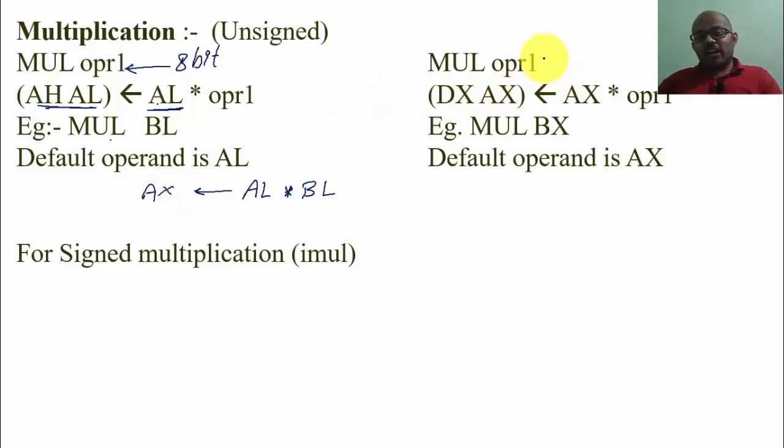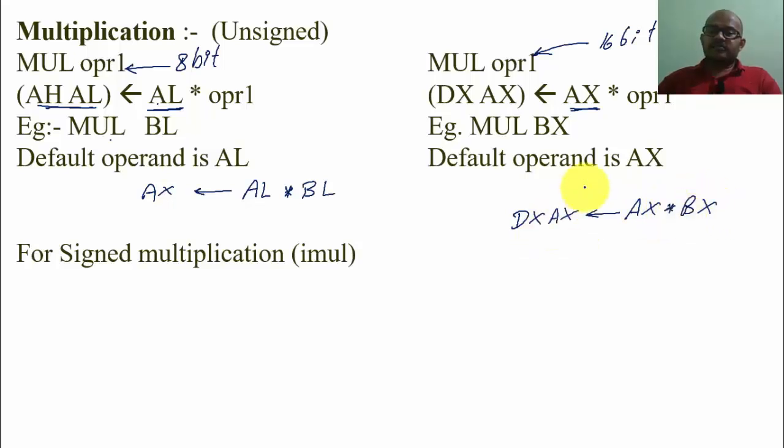But if you are writing MUL followed by a single operand, OPR1, and if this operand is 16 bits wide, then the default operand is the AX register. So the default operand is AX register, and the result goes into DX AX. For example, AX multiplied by BX.